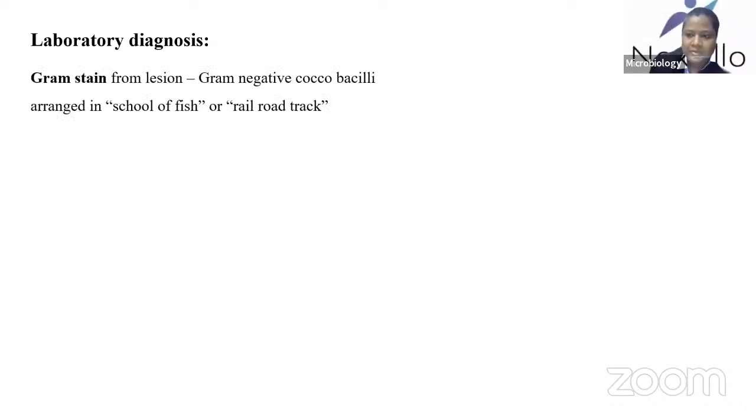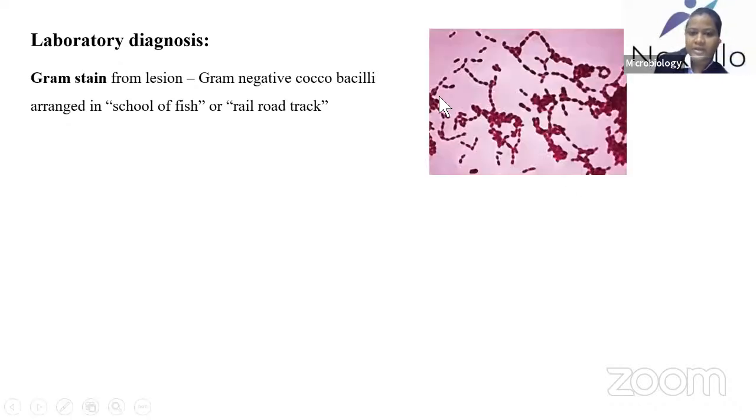Okay. Now moving on to the laboratory diagnosis of chancroid. So basically it is from the primary lesion. We can make a smear and a gram stain will show gram-negative coccobacilli, which has an appearance of school of fish or the railroad track appearance. In this figure, you can see the bacilli are arranged in chains, right? So it has a railroad track or fish in stream appearance.